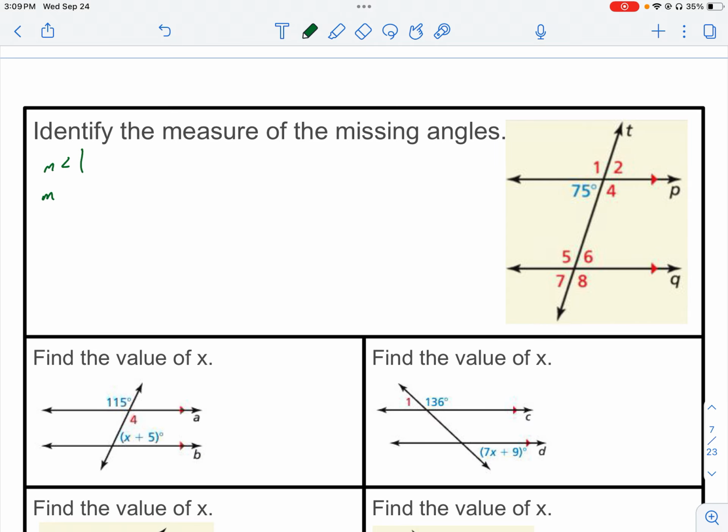So we need the measure of angle 1, measure of angle 2, we have the measure of angle 3, the measure of angle 4, measure of angle 5, measure of angle 6, measure of angle 7, and the measure of angle 8. So 1 and 3 are a linear pair, so they have to add up to 180. So the measure of 3 is 75, the measure of 1 has to be 105.